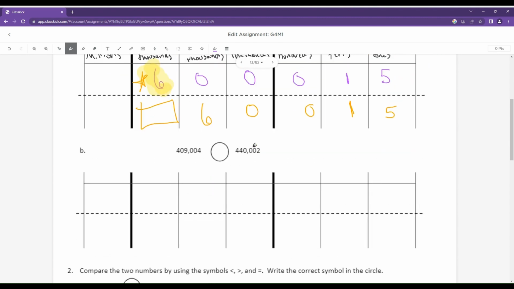Let's take a look at the same sort of example down here. Again, I'll use purple for this number. So we have, again, ones, tens, hundreds, thousands, 10,000s, hundred thousands, and millions. So again, I'll use purple for this first number here.